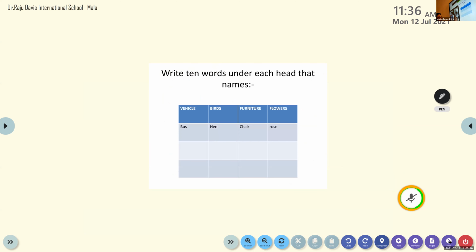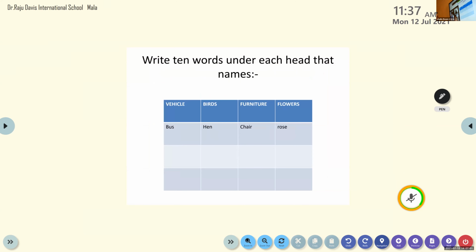Now let's move on to the next exercise, all of you. This is exercise C. You have to write 10 words under each head that names. Under the head vehicle, you have to write 10 names of vehicles. Are you all ready? Names of 10 vehicles have to be written. I'll be calling each one, and each one has to give me the names.